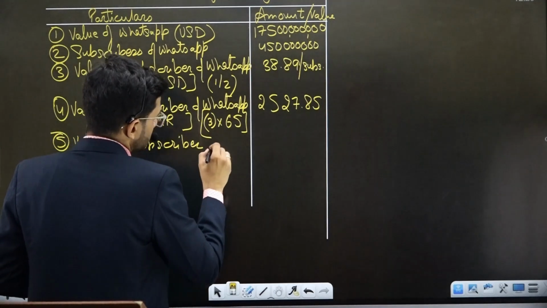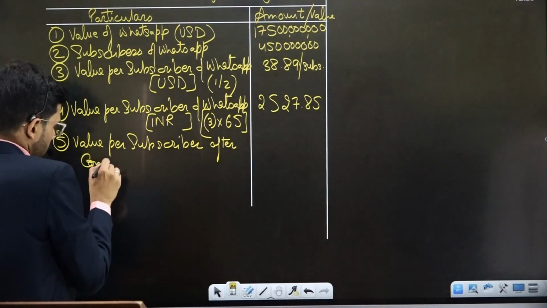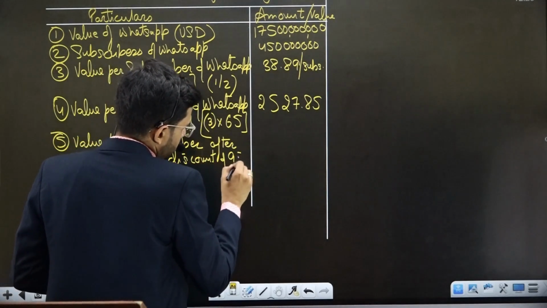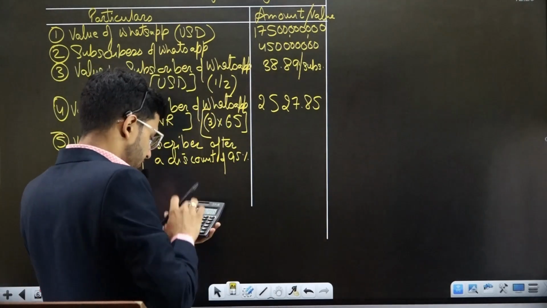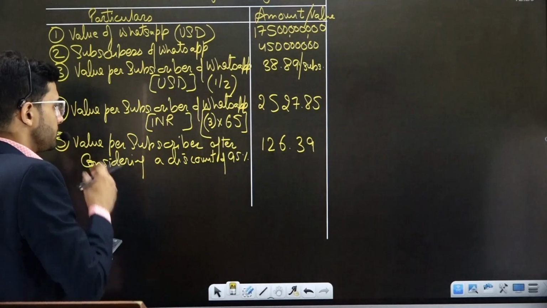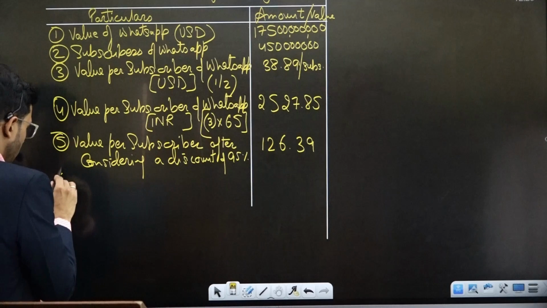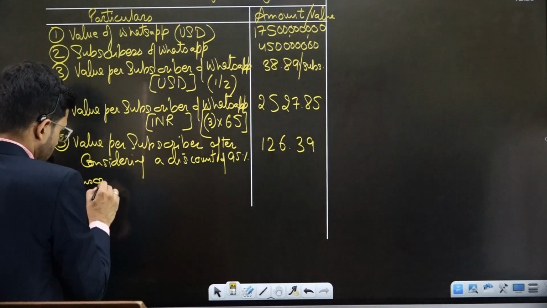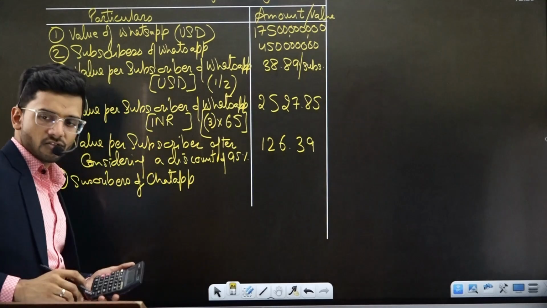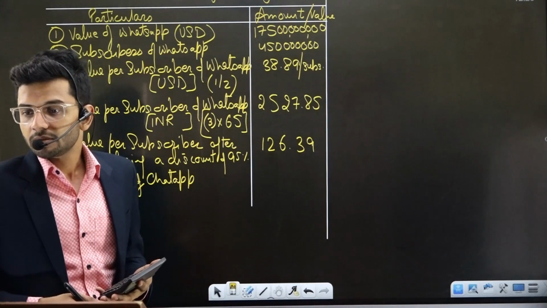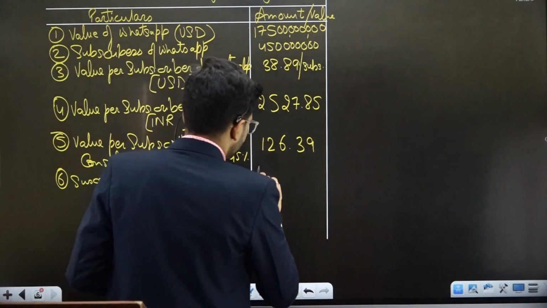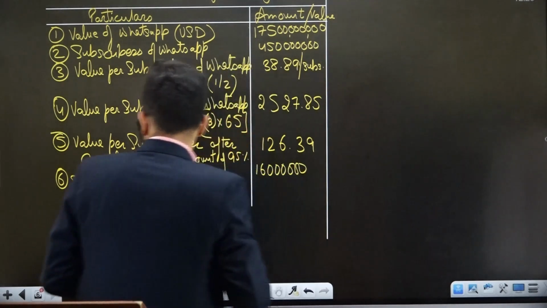Now we need to apply a discounting factor in this particular value. Value per subscriber after considering a discount of 95%. So 2527.85 multiplied by 5% will be the value. It will be 126.39 per subscriber. 126.39 per subscriber is the value which we have computed. Now we'll see the subscribers of chat app. How many subscribers of chat app are there? It is 16 million users.